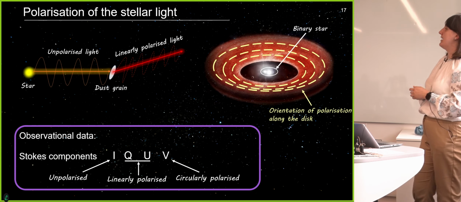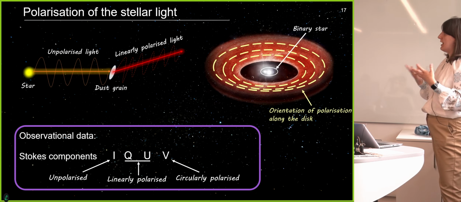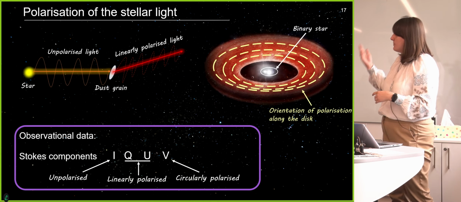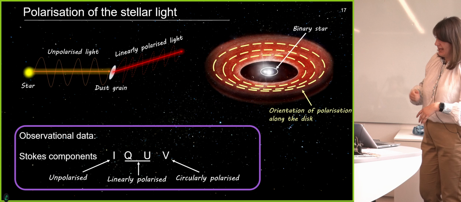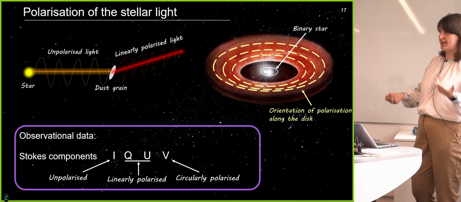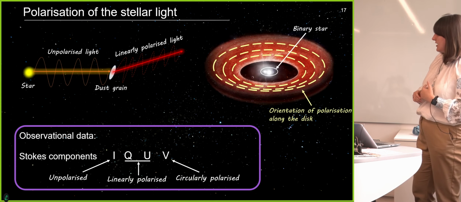So, as I've already said, the stellar light is mostly unpolarized. However, after it scatters on the dust grain, it becomes linearly polarized. And this allows us to separate light that was reflected from the disk and light from the star, and suppress the light from the star.